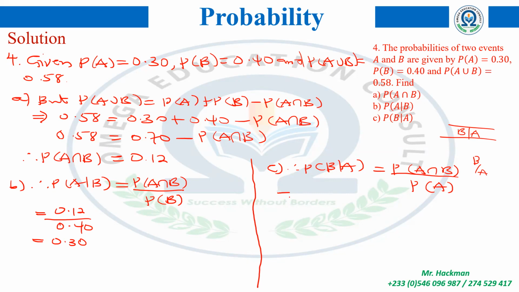At this point, it's just direct substitution. Again, 0.12 all over P of A, which was given as 0.30 or 0.3. So that gives us 0.4, or if you like, you can write 0.40, just because all your probabilities were in 2dp again.